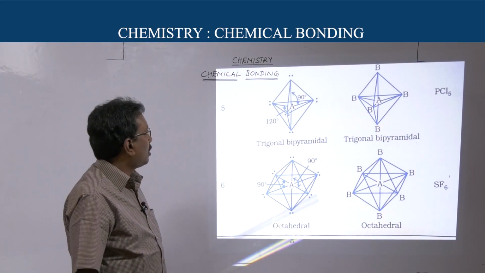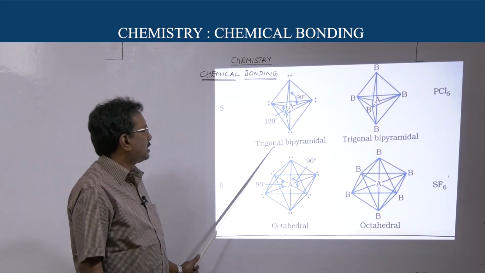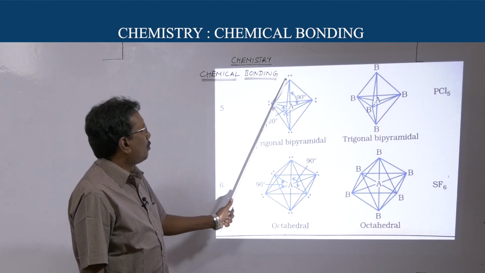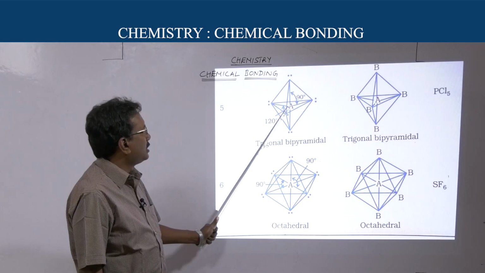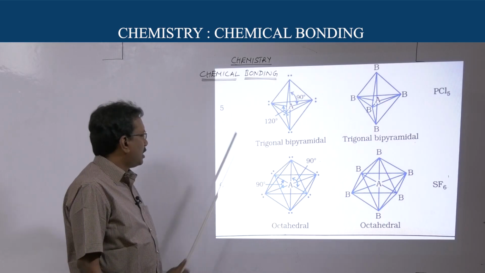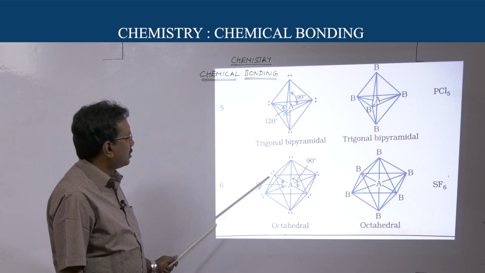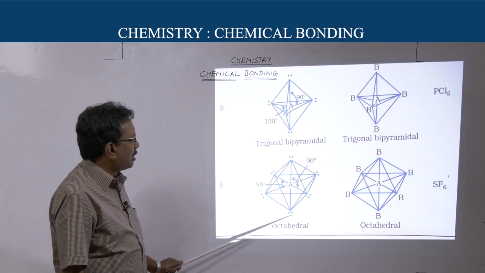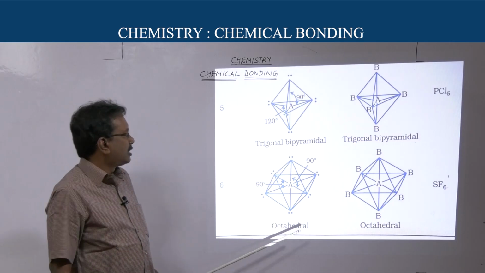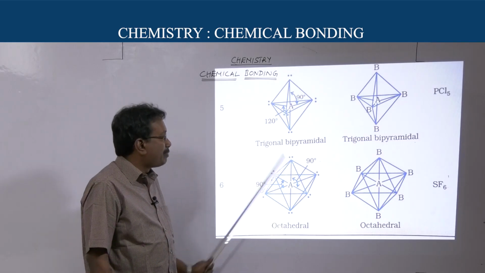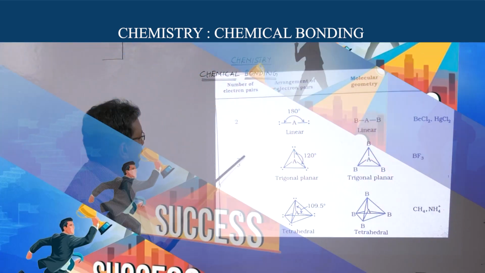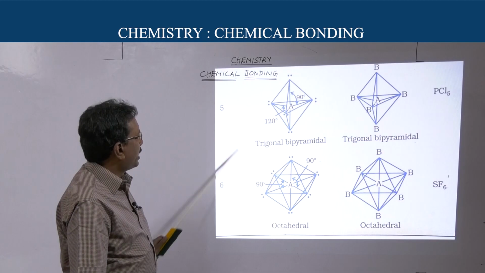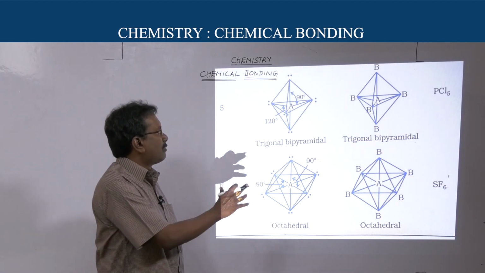Similarly, if you have 5 electron pairs, the structure is trigonal bipyramidal. Observe, this is called the trigonal plane, one above the plane, one below the plane. That's why this is called a trigonal bipyramidal structure. And with 6 electron pairs, in the square plane 4 pairs are there, one above the plane, one below the plane. That's why this octahedral structure is also called square bipyramidal structure. For 2, 3, 4, 5 and 6 electron pairs, we don't have lone pairs.